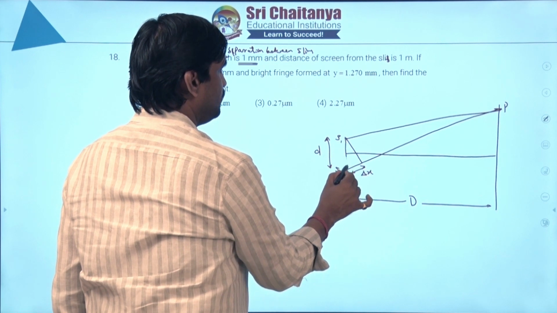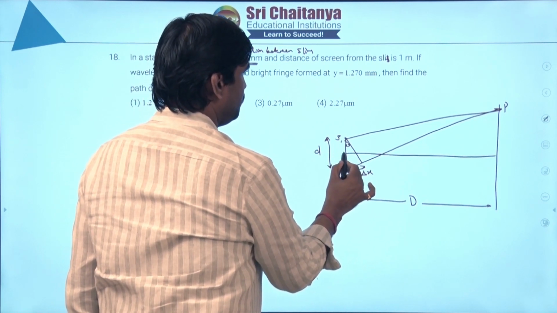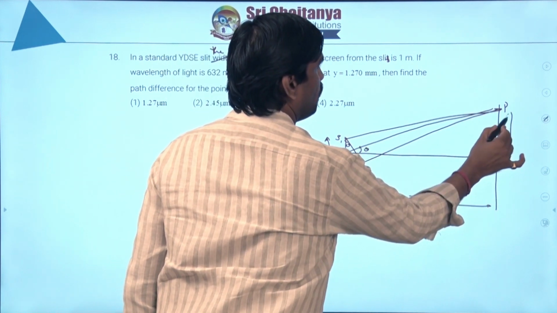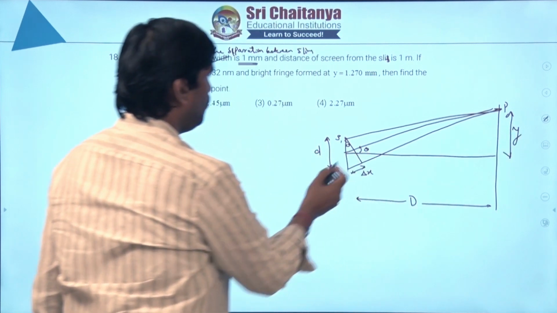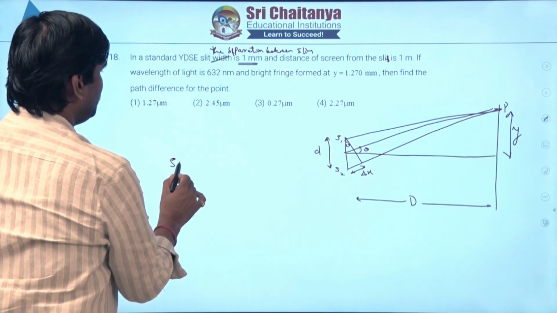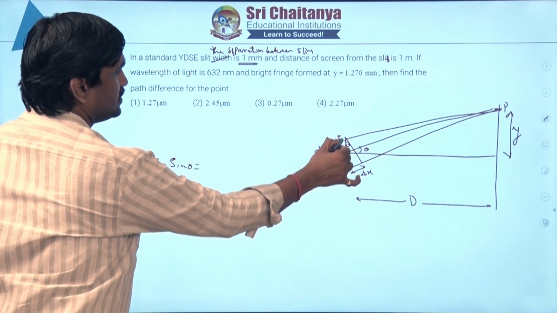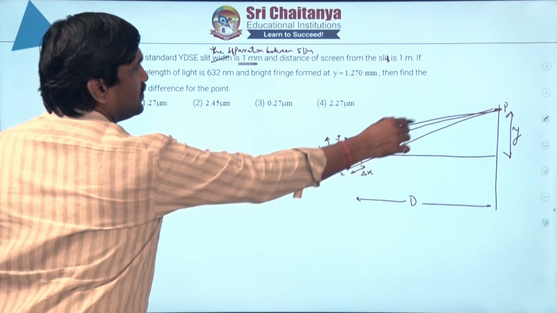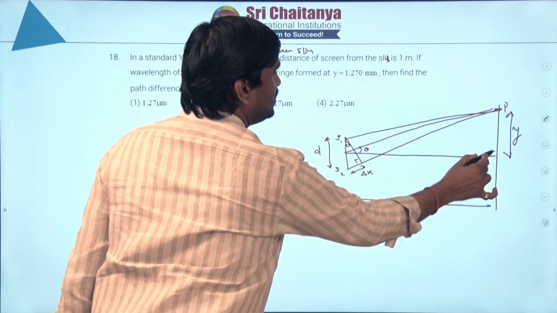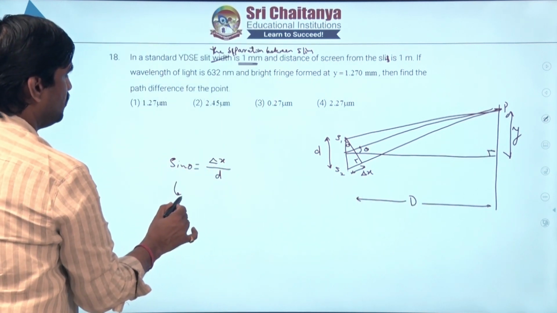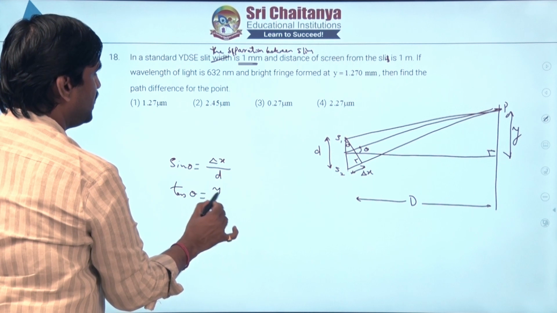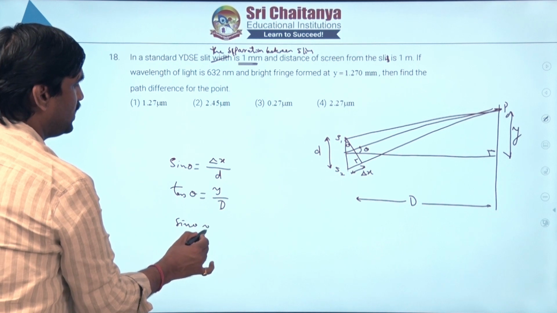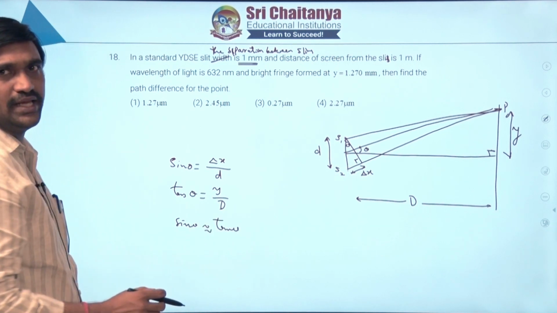Now, here this is theta, whereas this is theta. Now, this is given y. Now, as per this triangle, sin theta is equal to delta x by small d, whereas in that right angle triangle, tan theta is equal to y by capital D. But theta is very small, then sin theta is nearly equal to tan theta.